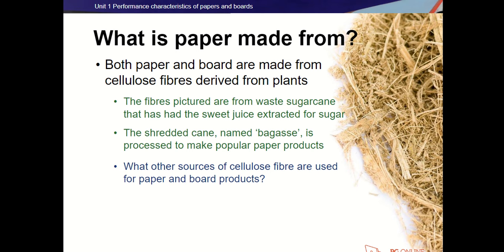What is it made from? So both paper and board are made from cellulose fibres derived from plants. The fibres pictured are from waste sugar cane that has had the sweet juice extracted for sugar. The shredded cane, named bagasse, is processed to make popular paper products. What other sources of cellulose fibre are used for paper and board products? Have a little think about that.